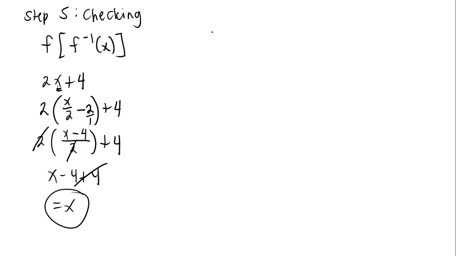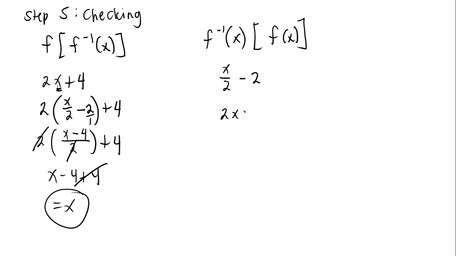Okay, so pangalawa naman, we have f inverse of x of f of x. Okay? So, ano po yung nakuha nating inverse niya? We have x over 2 minus 2. Okay, so yan yung nakuha nating inverse. So, itong x na to, papalitan mo ng given na function, which is 2x plus 4. And then, copy si over 2, copy si minus 2.